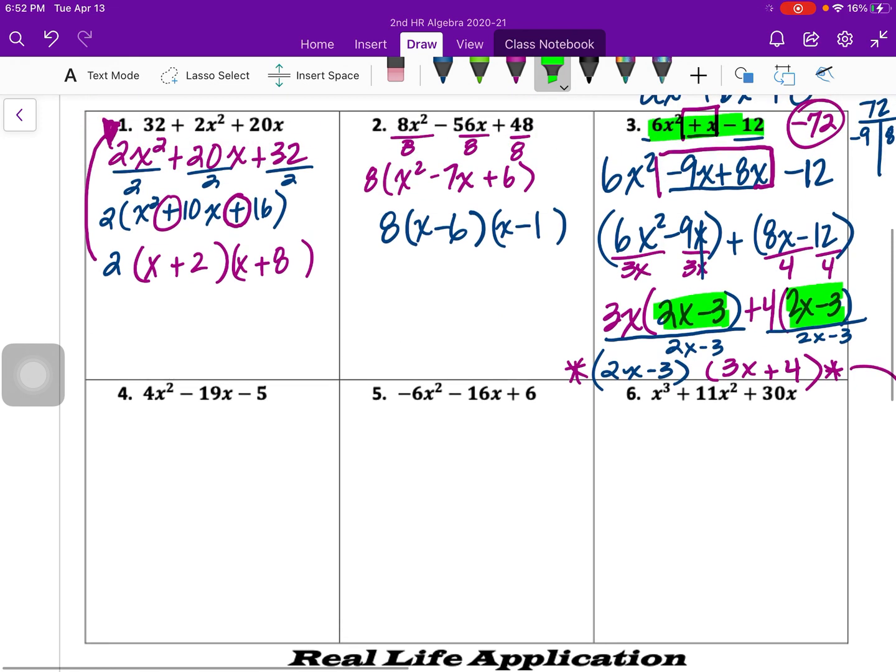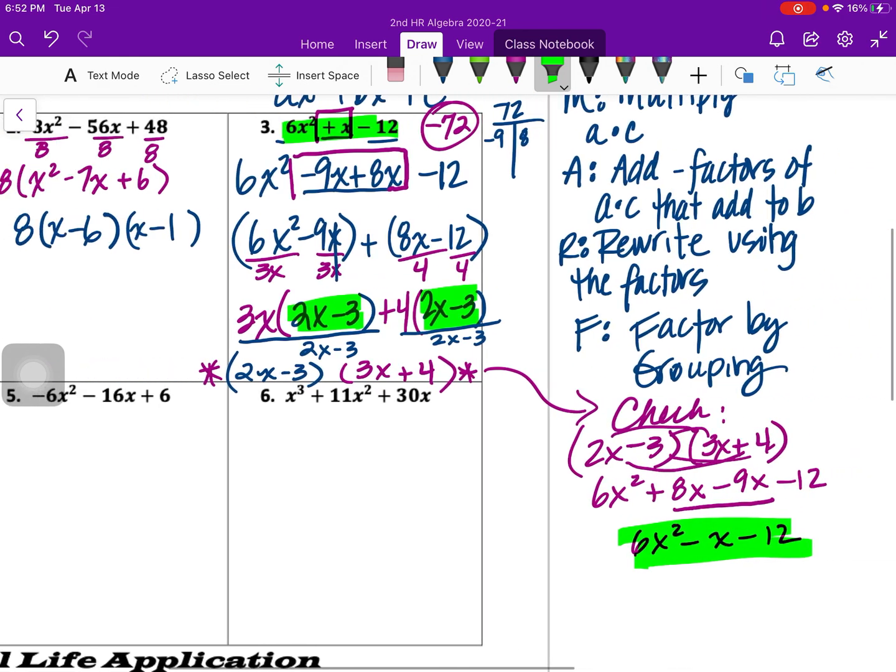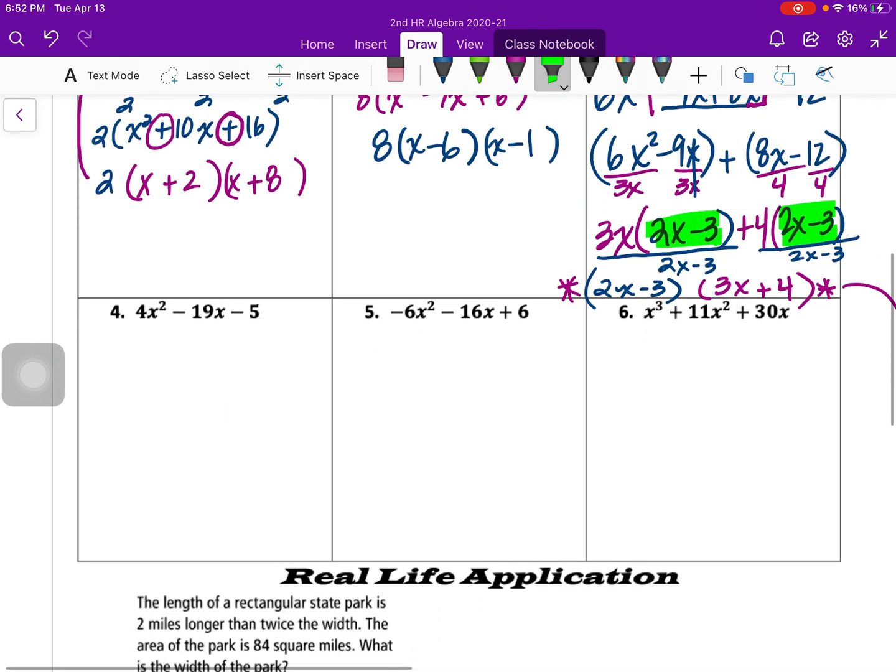So using that same step, okay, I'm going to just talk you through these 4 steps that we talked about. So this one, first of all, you can see that it is in standard form. Terms are written greatest to least. There is no common factor, unfortunately. So let's go ahead and start by multiplying A times C. So we have 4 times negative 5. So my magic number is negative 20.